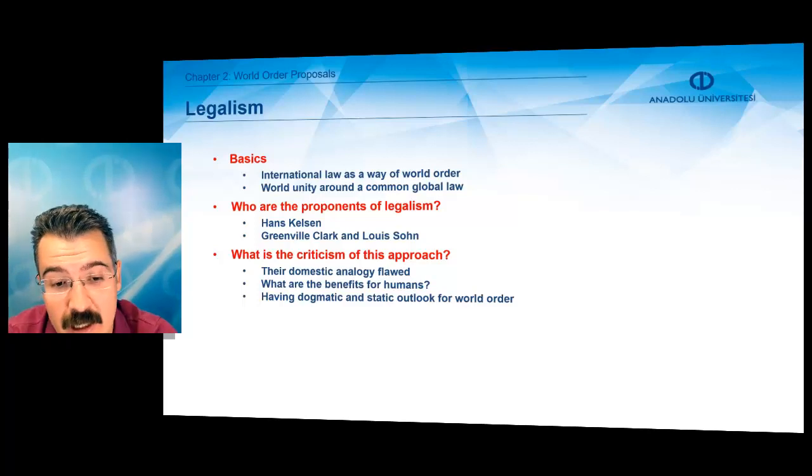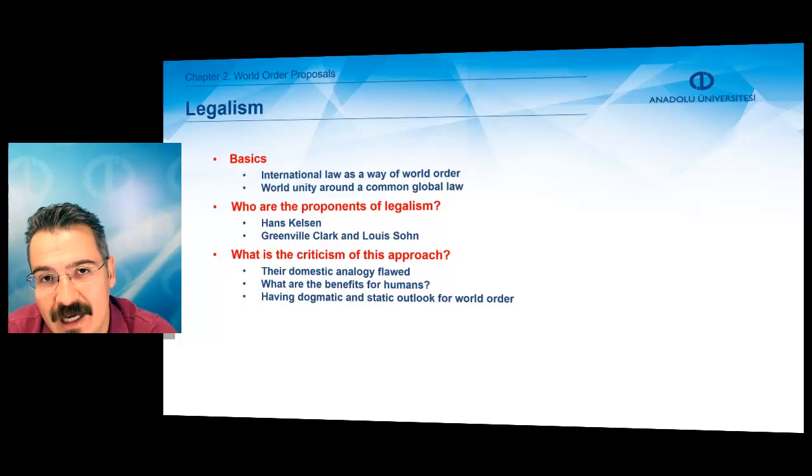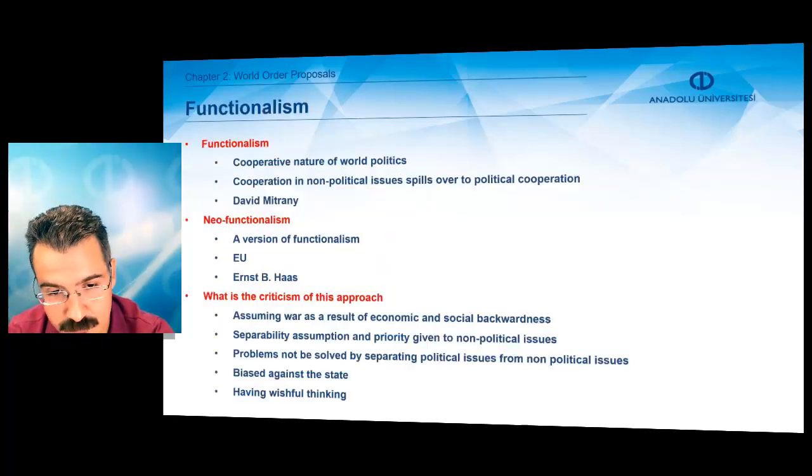There are also some criticisms against this approach. Scholars argue that this approach has a domestic analogy which is flawed again. They ask, from a pragmatic approach, what are the benefits for human beings if there is some sort of legalism in the world? And they also argue that this approach is dogmatic and static in its outlook for a world order.